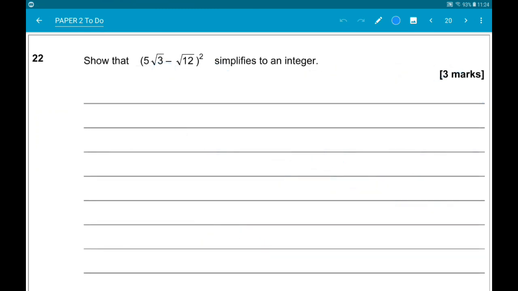Okay, number 22, we have surds. So down below I have a video full of surds past paper exam questions, which you can download to try yourself. So here we want to show that 5 root 3 minus root 12 squared simplifies to an integer, so a whole number. So first up here, the first thing I would do is simplify root 12. So root 12 is root 4 root 3, which is 2 root 3.